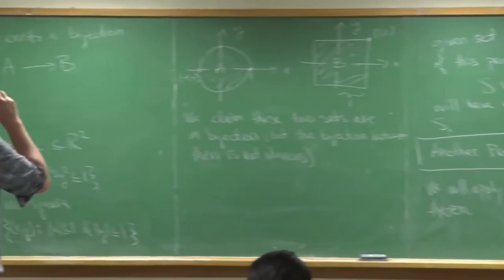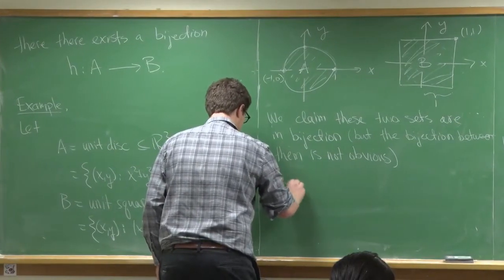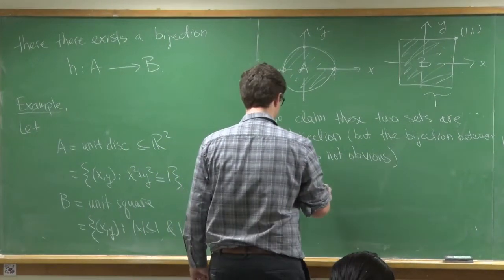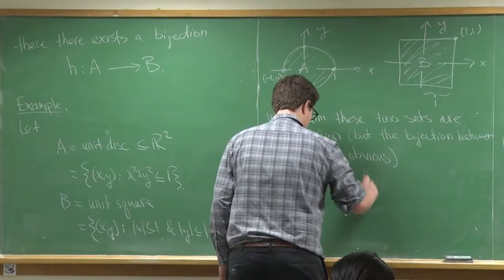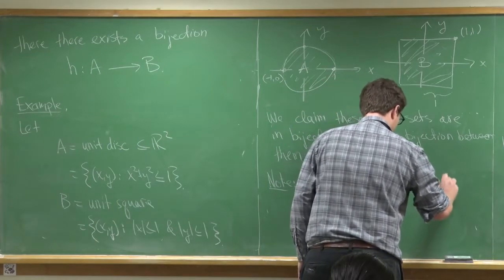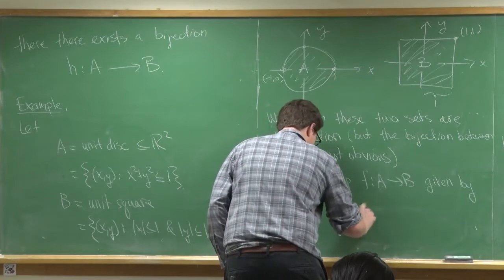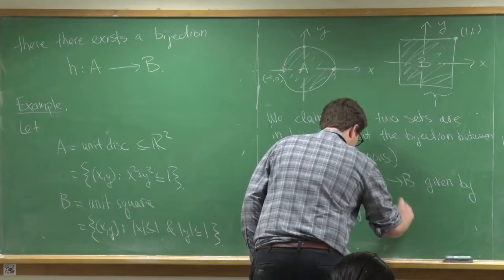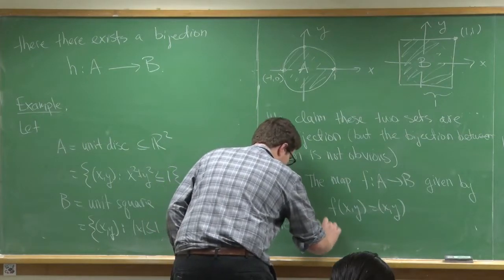So let's note the map f from A to B given by f of (x, y) is equal to (x, y). So this is the inclusion map.